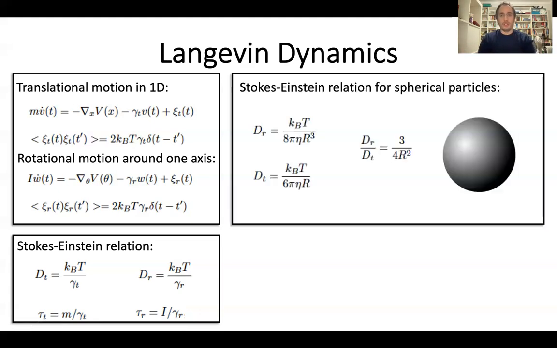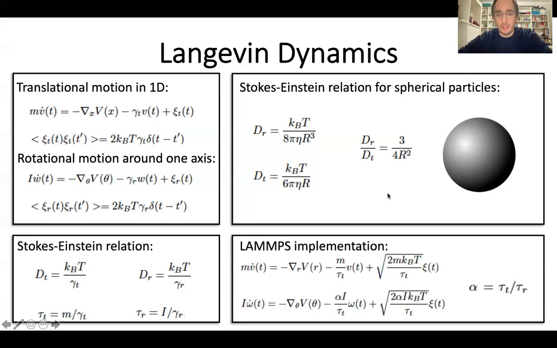For instance, if you have a spherical particle, this is given by the Stokes-Einstein relation, and the Stokes-Einstein-Debye relation for the rotational one, and you get the ratio between the two. And so the way LAMMPS solves the equations of motion, the LAMMPS implementation, is like this.